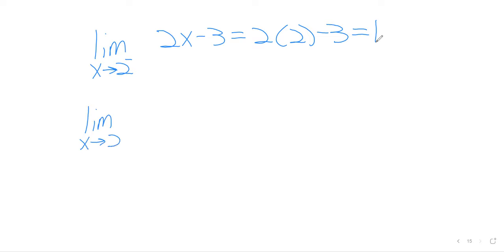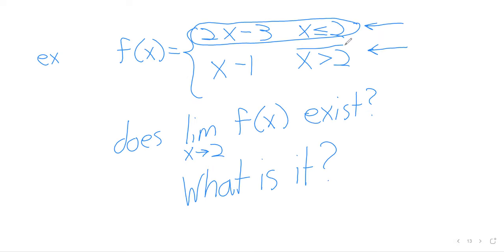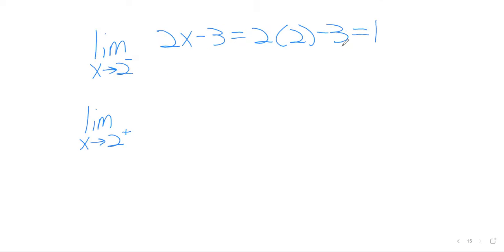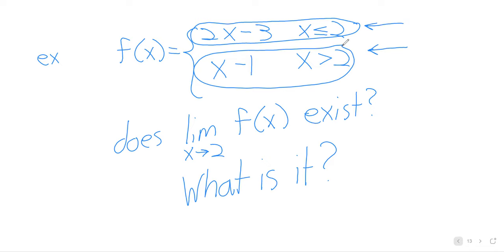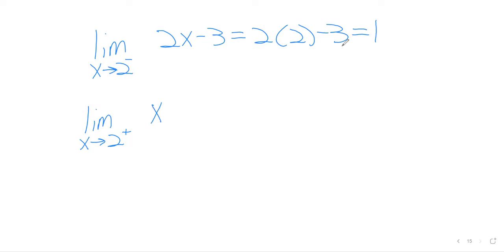What if we approach 2 from the right? Well, if we approach 2 from the right, then x is greater than 2, and we're in the second piece of this function. And if we're in the second piece, then f of x is x minus 1. This is a polynomial. We take this limit just by plugging that 2 in there, and we get 1.